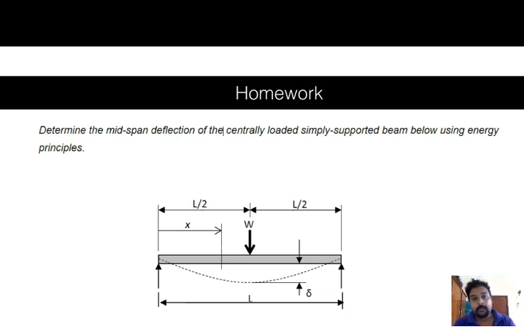So we will determine the midspan deflection of the centrally loaded simply supported beam below using energy principles. There is a point load W applied at the center of the beam, and you take an x direction from one end. You take a random x length, and for that we have to apply a load.